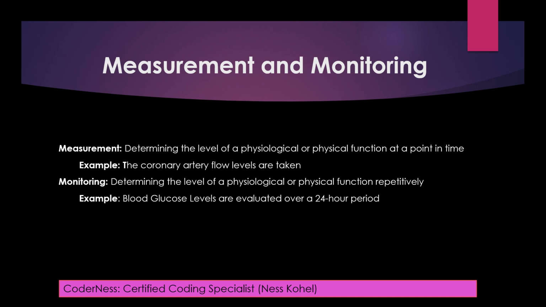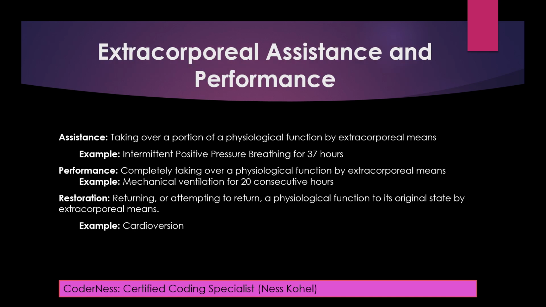Measurement and monitoring is another section of ICD-10-PCS. Measurement is determining the level of a physiological or physical function at a point in time. Example is the coronary artery flow levels are taken. Monitoring is determining the level of a physiological or physical function repetitively. An example is blood glucose levels are evaluated over a 24-hour period.